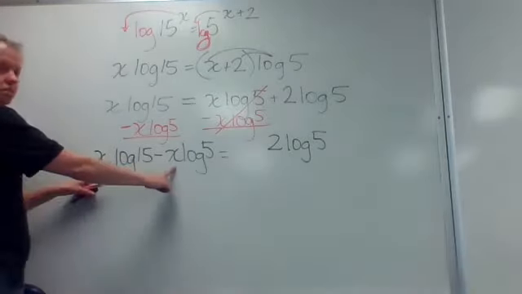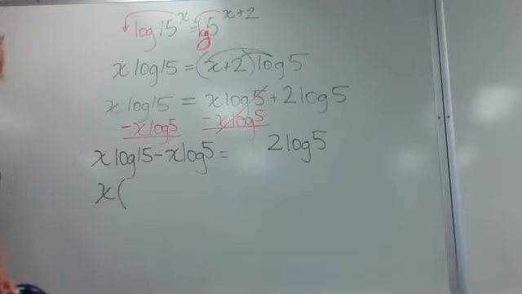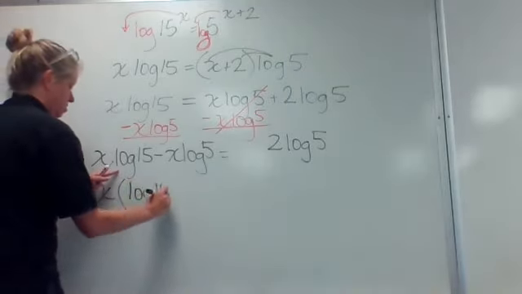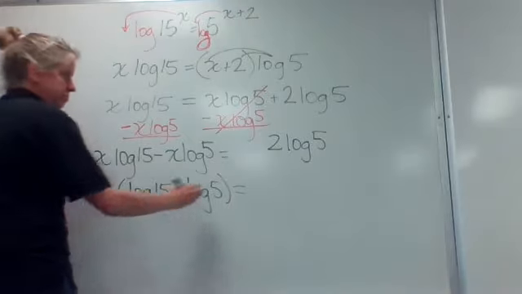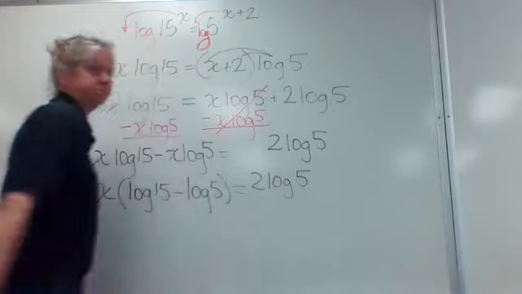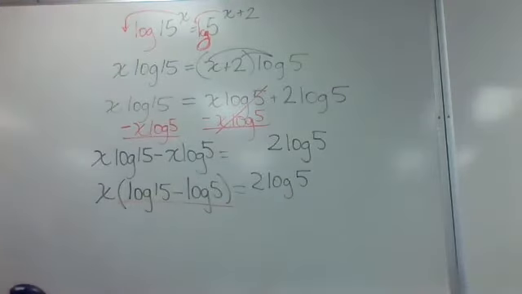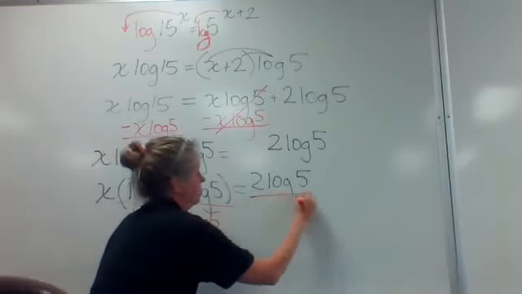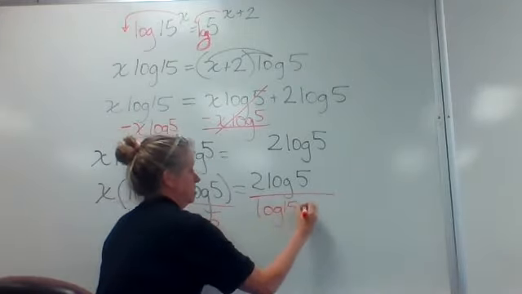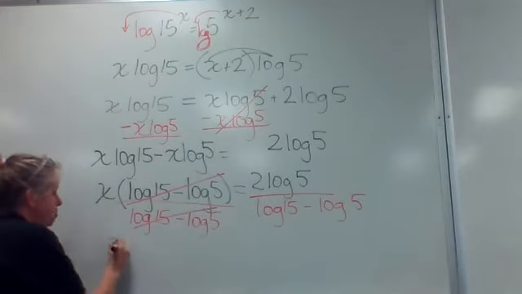So here's my x in common. So I'll pull it out. Put in parentheses what's left after you take the x out of both of those. So I'll have log 15 minus log 5, right? Because I took the x out of both of them. Bring down the 2 log 5. So in order for the x to be by itself, I just need to divide by this whole thing right here. So I'm dividing by log 15 minus log 5 to cancel this. So once I do that, my x will be by itself.